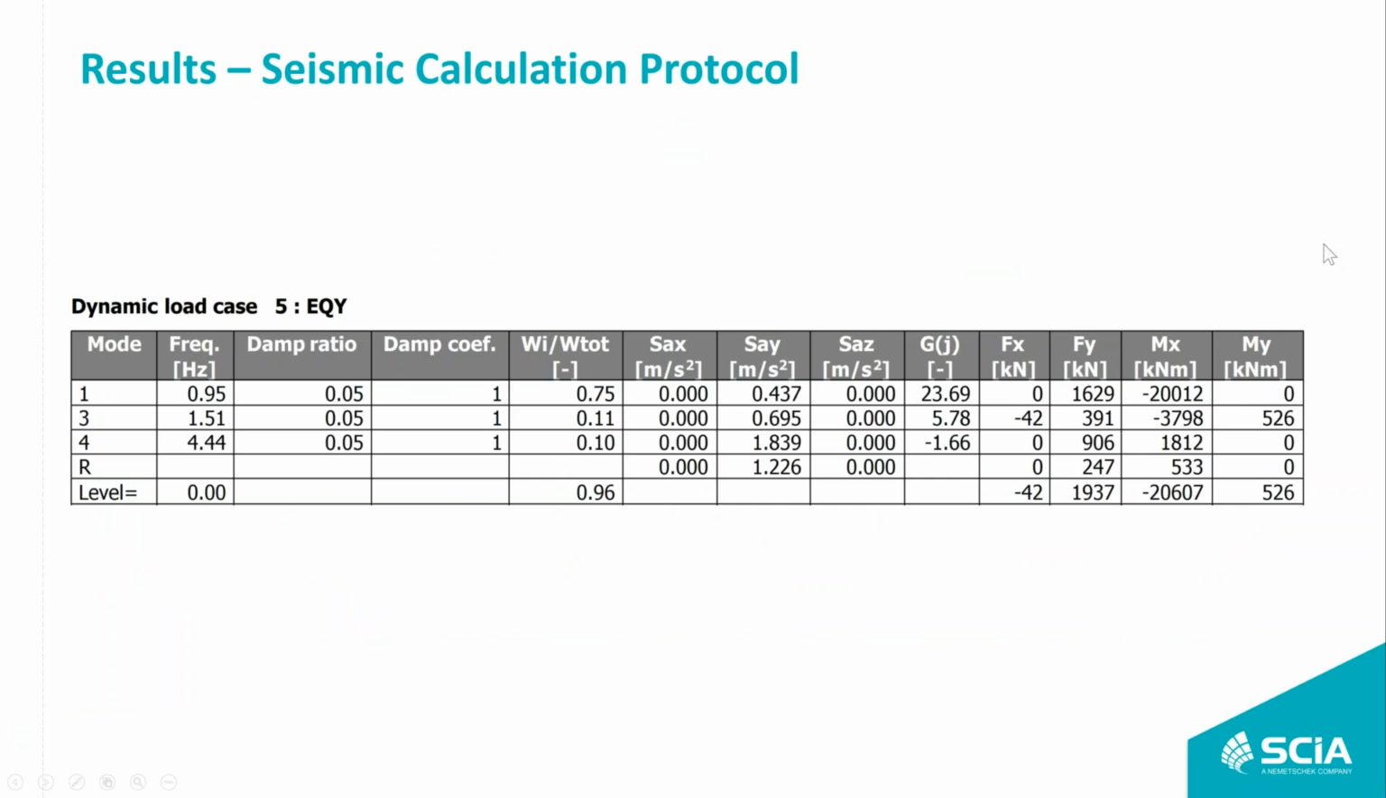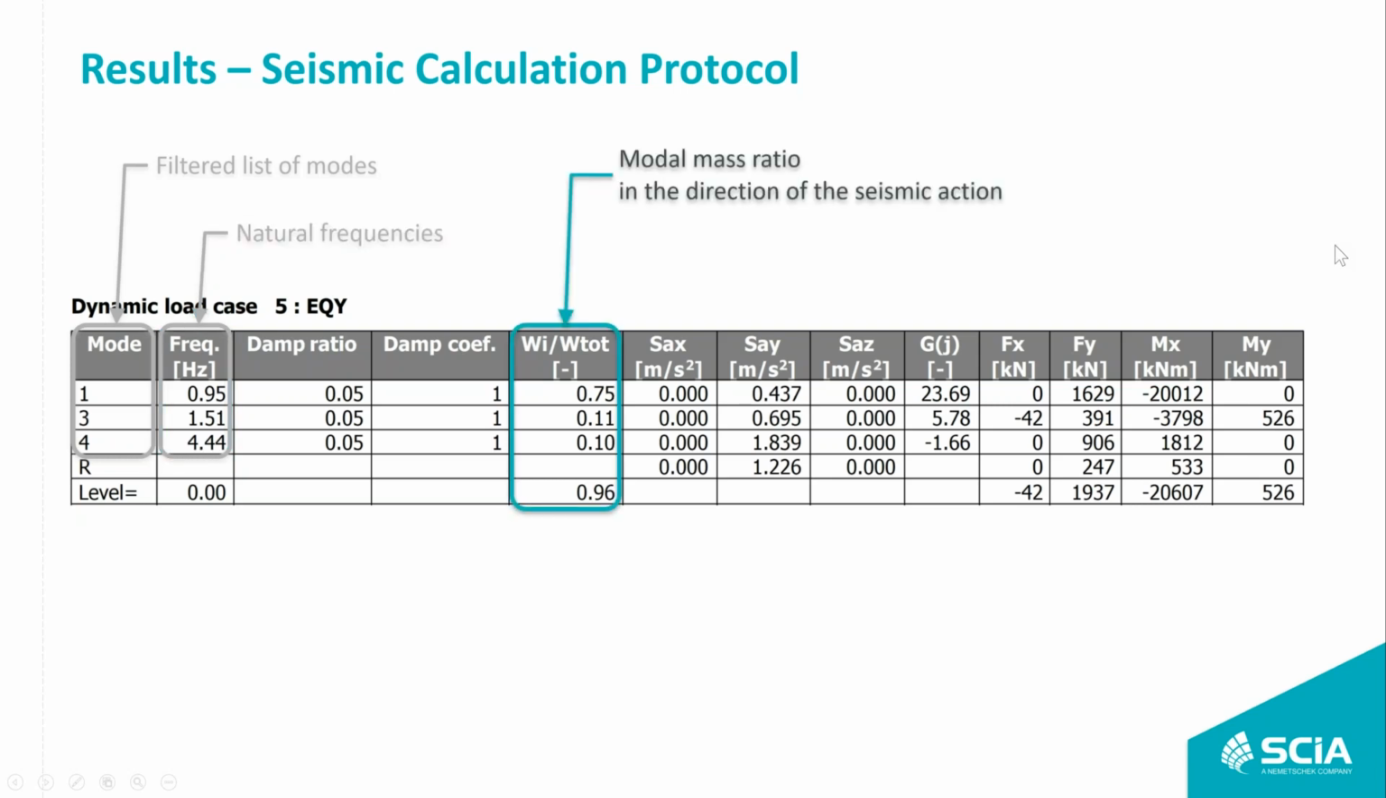So this is one of those tables. We have obviously a list of all the different modes that have been used for each load case for the modal superposition. We get a reminder of the natural frequencies. We get a reminder of the modal mass ratio, very important, in the direction of the seismic action. Not any, just really in the direction of the seismic action. With the total at the bottom, I can check here. Yes, I'm above 90% with those 3 modes here. That's good.